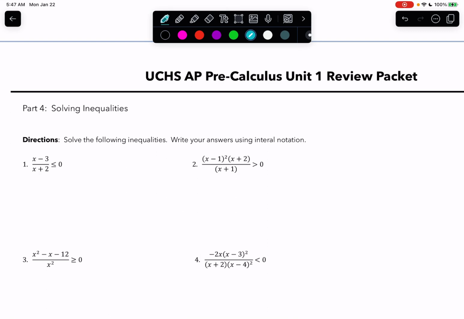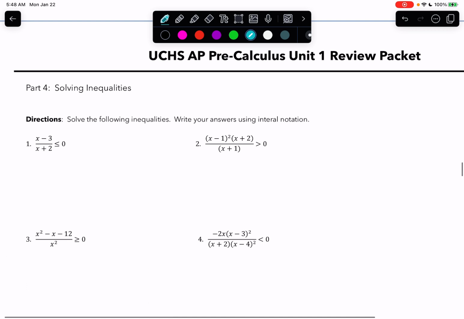This is AP Pre-Calculus. We're working on the unit review before the test, and we are on part 4, solving inequalities. So give these a go, and then you can work through them and see how I did it if you have questions. So here we go.